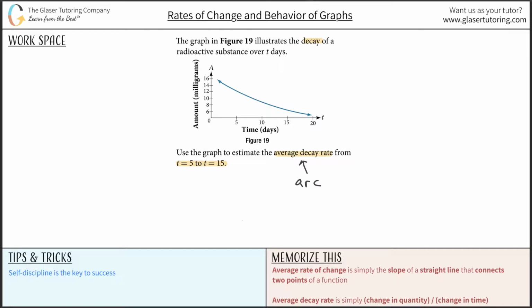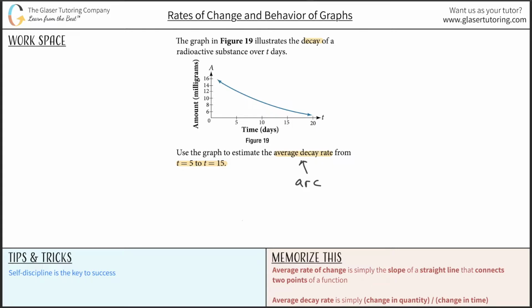Okay? And we remember that the average rate of change is simply the slope of a straight line that connects 2 points of a function. So they're telling us the two x values, or the interval basically, of this particular average rate of change that we're trying to calculate. So we have to do a little estimation here.